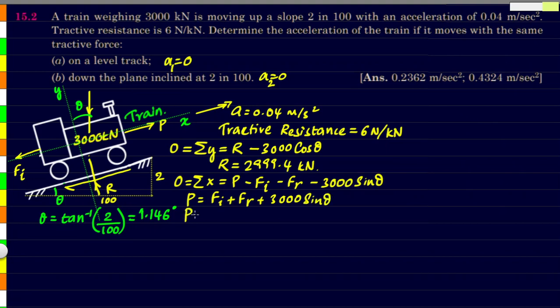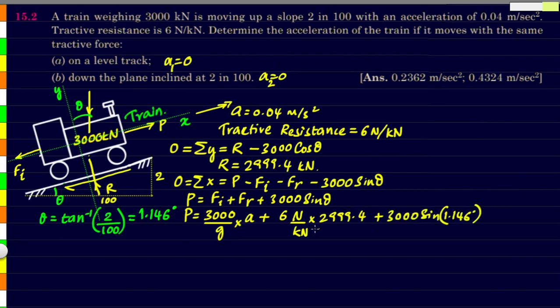Now let us put all these values one by one. Inertia force will be mass, which will be 3000 by g multiplied with acceleration. Fr is the friction force, which will equal the tractive resistance of 6 Newton per kilonewton multiplied with the normal reaction, which is 2999.4. And finally, of course, the component of weight.